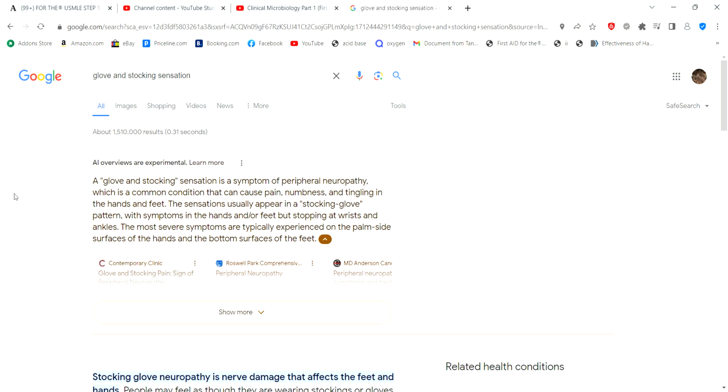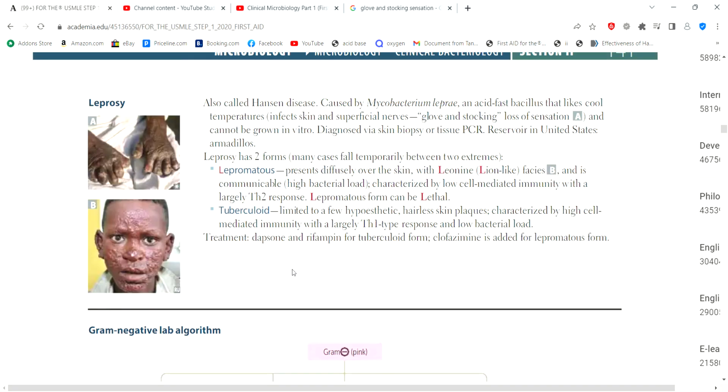It's a symptom of peripheral neuropathy, which is a common condition that can cause pain, numbness, and tingling in the hands and feet. Okay, and this is a symptom of leprosy, also called Hansen disease, caused by Mycobacterium leprae, an acid-fast bacillus that likes cool temperatures and infects the skin and superficial nerves, glove and stocking loss of sensation, and cannot be grown in vitro.